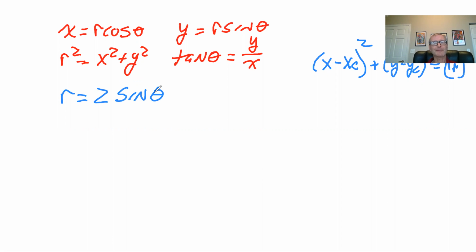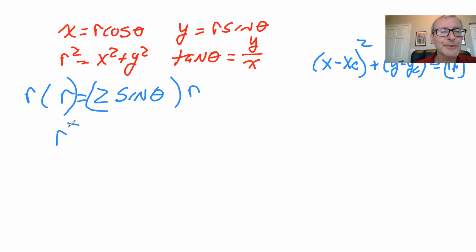Well, how do I get rid of the sine of theta? That's really the first thing you want to think about. And the idea of that is you need an r in front of it, right? And we could replace it with a y. So the strategy here is let's take each side and multiply it by r.